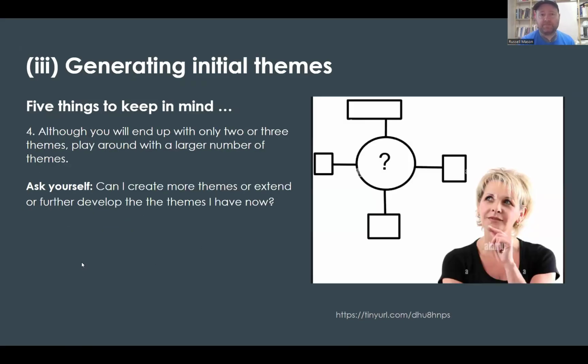Stage 4, although you will end up writing about 2 or 3 themes, probably 2 is what I will recommend, you should play around with a larger number of themes. So ask yourself, can I create more themes or extend or develop the themes that I have now?